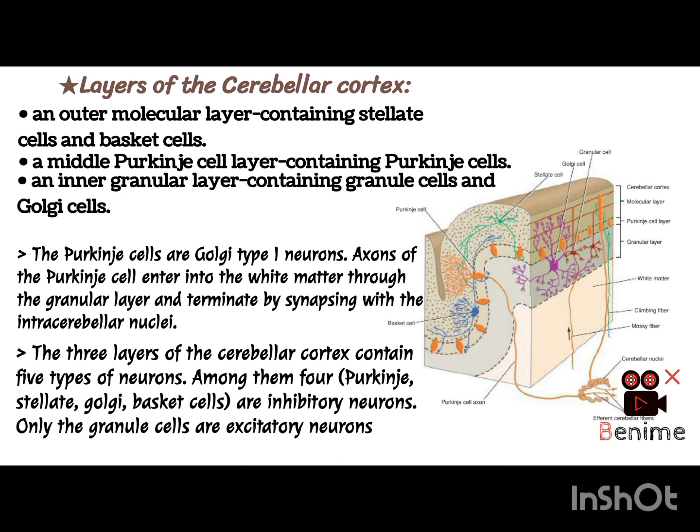The three layers of the cerebellar cortex contain five types of neurons. Among them, four are inhibitory neurons. Only the granule cells are excitatory neurons.